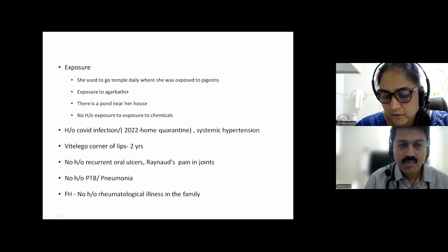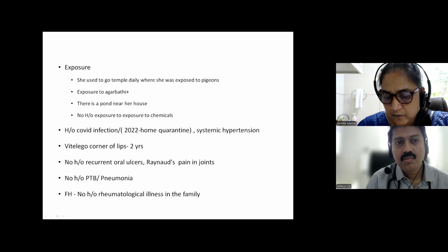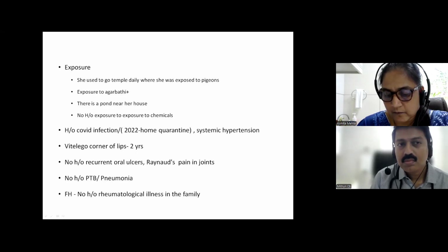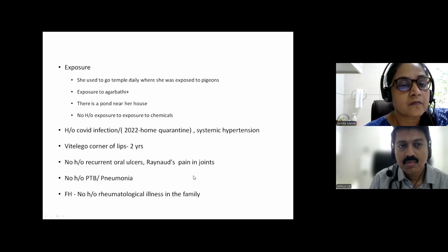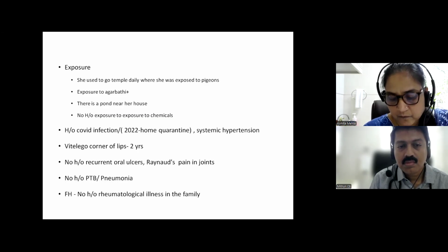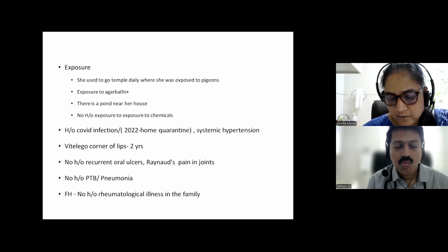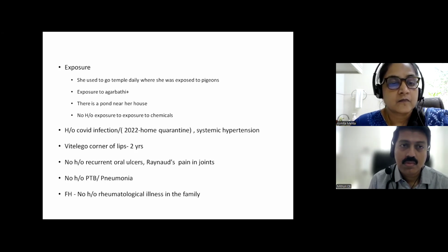She gives a history of COVID infection in 2022, category A, managed in home quarantine. She has systemic hypertension, for which she is taking amlodipine 5 mg. For the past 2 years, she has noted vitiligo on the corner of her lips. There's no history of recurrent oral ulcers, Raynaud's phenomenon, or joint pain. There's no history of pulmonary tuberculosis or pneumonia, or any rheumatological illnesses in the family.